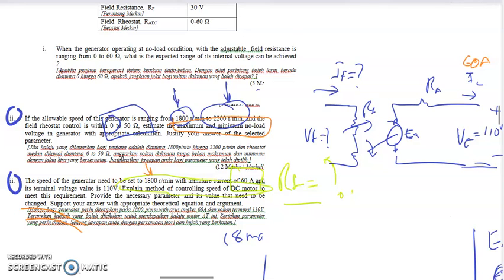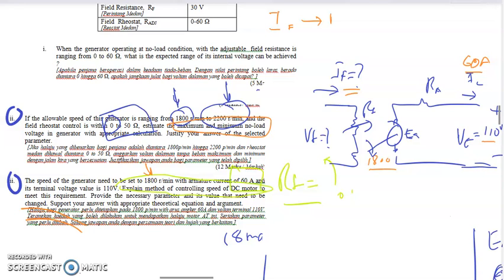This shaft is being rotated at 1800 RPM. So what is the IF at this time? That should be set by the RF such that we are producing 60 ampere with 110 volt at 1800 RPM. So how much is this IF?